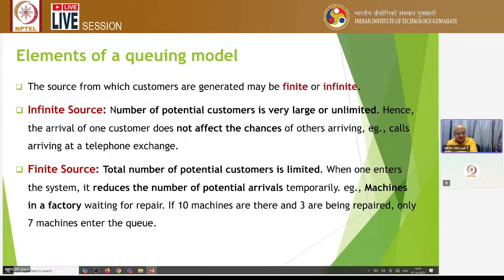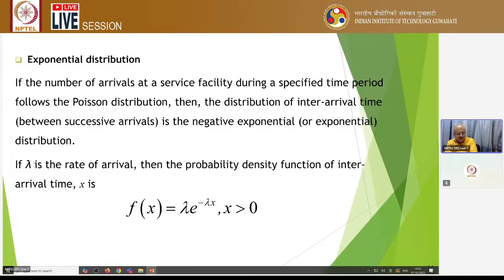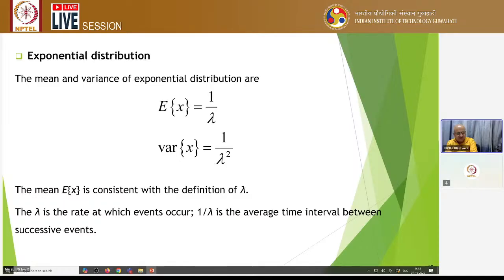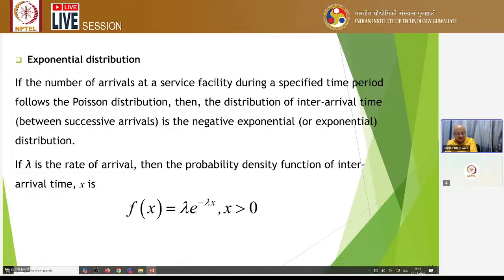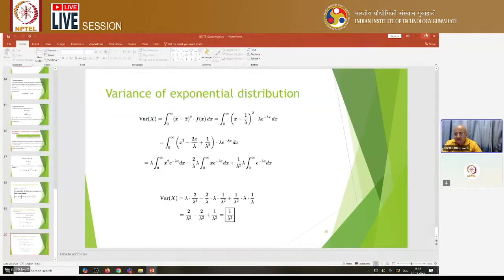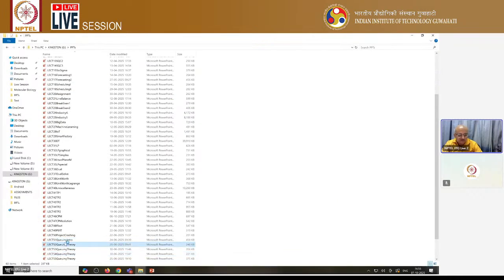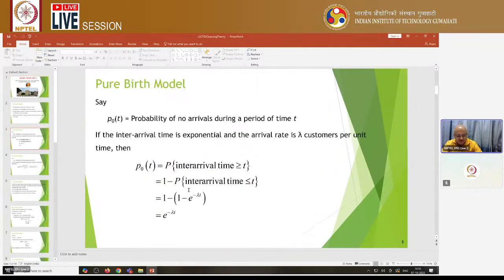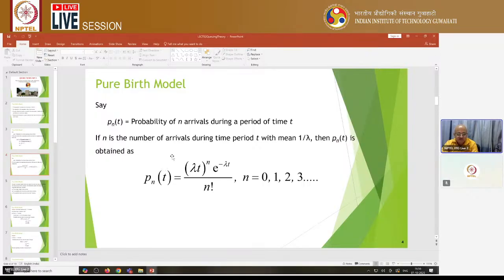In that, most of the time we say arrival is according to an exponential distribution, where f(x) is equal to lambda e to the power minus lambda x. This is the probability density function, and Poisson. Most mechanical engineers study only up to this much in BTech: the probability of no arrivals during a period of time is e to the power minus lambda T, where lambda is the arrival rate of customers per unit time. The probability that there will be n arrivals during a period of time is P_n(T) equals (lambda T) to the power n times e to the power minus lambda T, divided by n factorial.